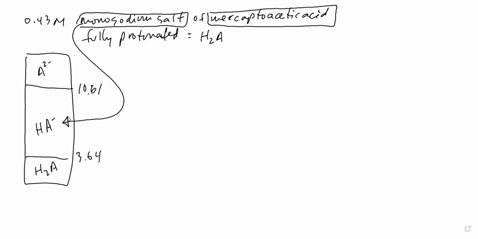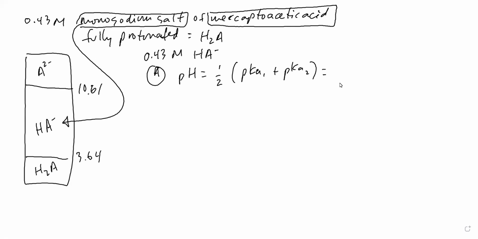So now we have a 0.43 molar solution of the intermediate HA minus. Knowing that, we can immediately figure out our pH from halfway between the two pKa's, because that's the way you start for any intermediate problem. So we get 1/2 (pKa1 plus pKa2), and when we do the math, I get 7.125. At the end of the day, we're going to round that to 7.13.